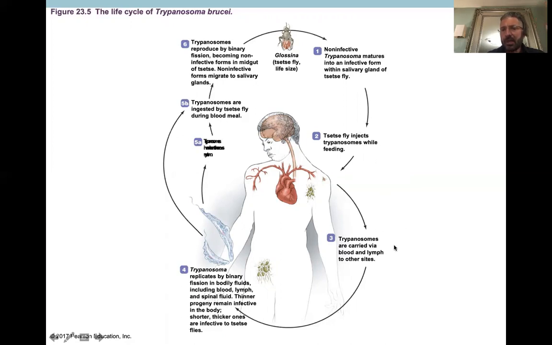So these are carried via the blood and lymph to other sites, right? These also replicate by binary fission in the body fluids, right? And then they're going to start jamming things up. And then another insect's going to come along and take a blood meal. These are floating around in the blood. They just keep transmitting this cyclically throughout the population.